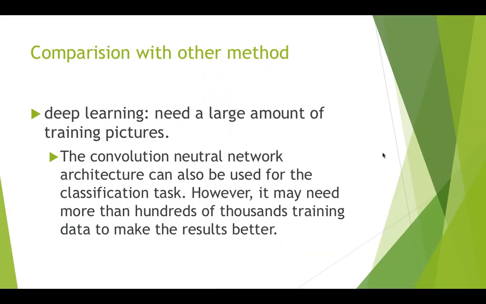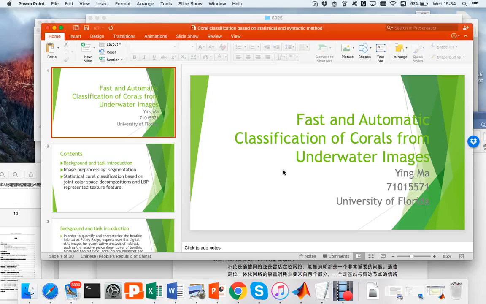And then we want to compare our method with the most famous deep learning method. Deep learning needs a large number of training pictures, especially the ConvNet, convolutional neural network, which is very suitable for our object, but it may need more than hundreds of thousands of training samples to make the result better. And that is all of my results. Thank you very much for your attention.